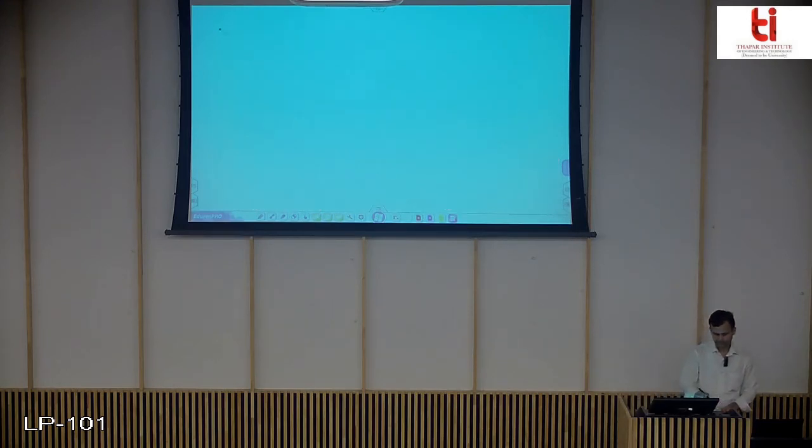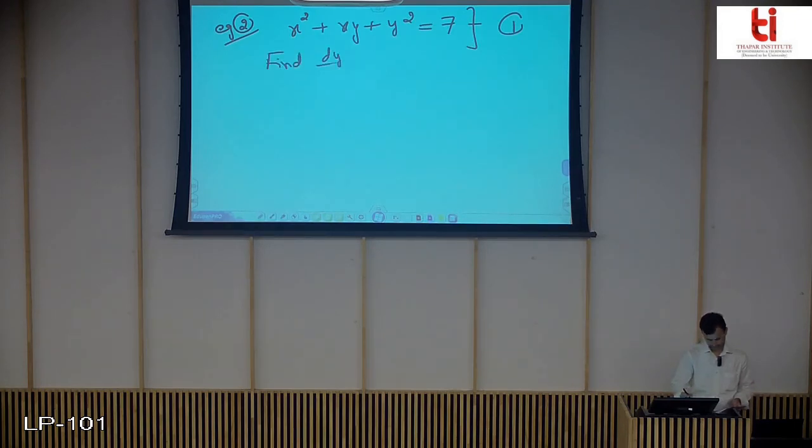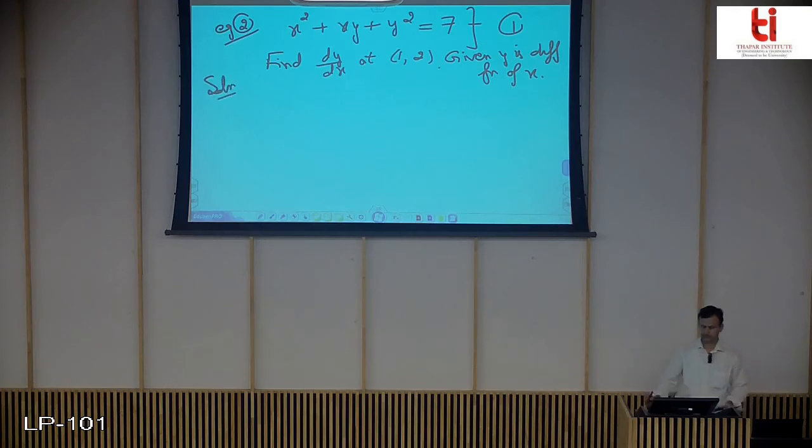I am taking another example, and now I will be doing this question directly using the formula. I will not be following the usual strategy of implicit differentiation. So this is given: find dy/dx at (1, 2), given y is a differentiable function of x. Same question, just we have changed the expression and the point.